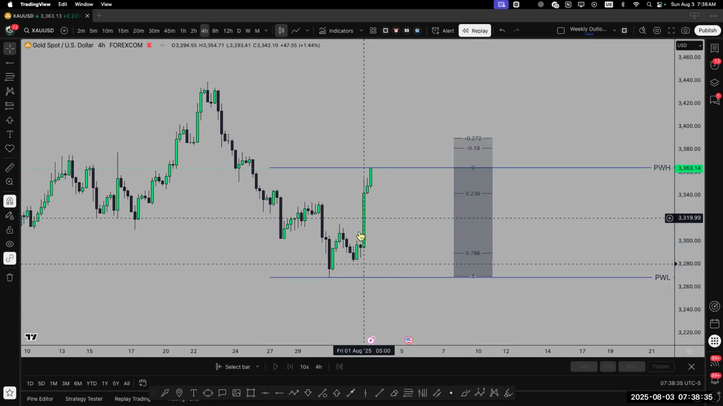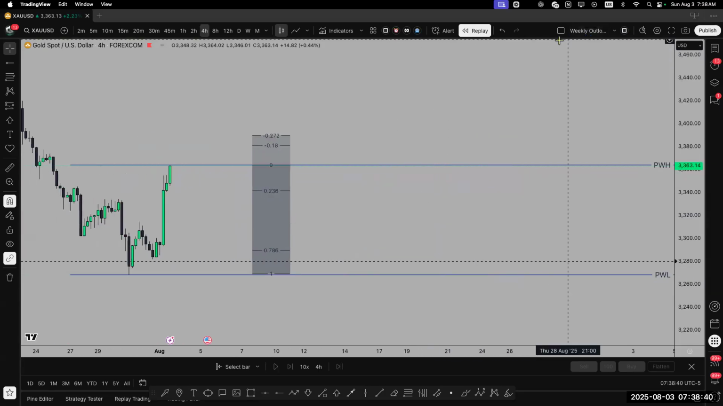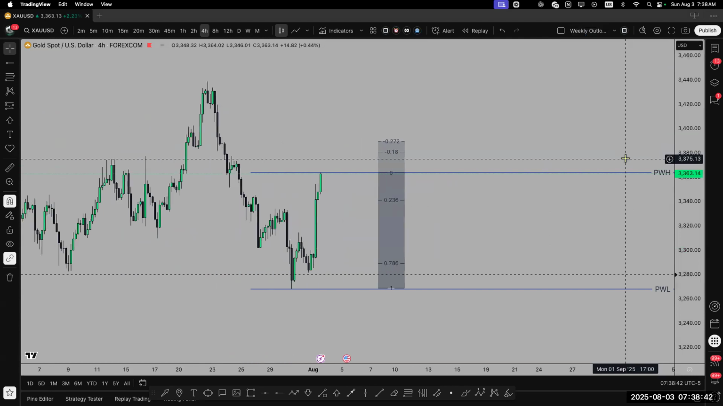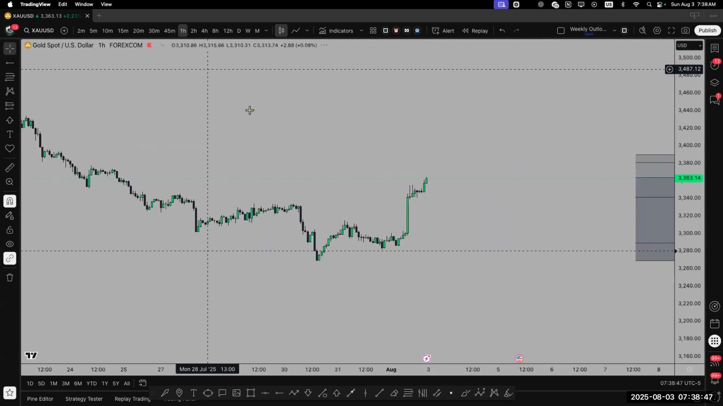Perfect. That's where we are to start this week off. All righty, let's see how the momentum looks on the 1-hour time frame.